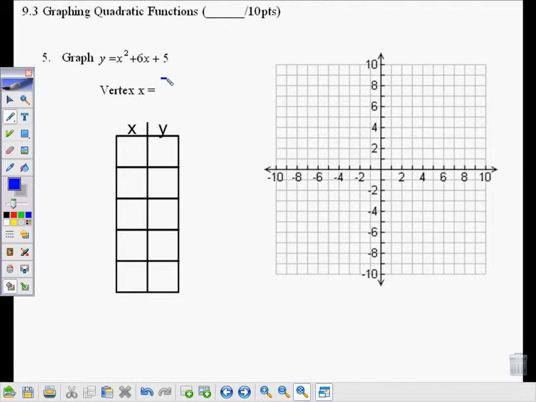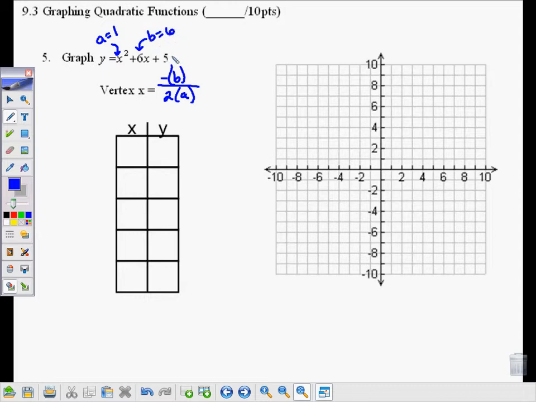The formula for that is the opposite of b, I like using parentheses for all of that, over 2 times a. Those parentheses are going to help us from making some arithmetic mistakes. Now, what do I mean by a and b? A is the coefficient of the x squared term, or the number multiplier in front. Now, there's nothing written there, so I assume that that is a 1. So I'm going to have a equals 1. B is the coefficient, the number multiplier in front of the x to the first term, or just the x. So that's going to be b equals 6.